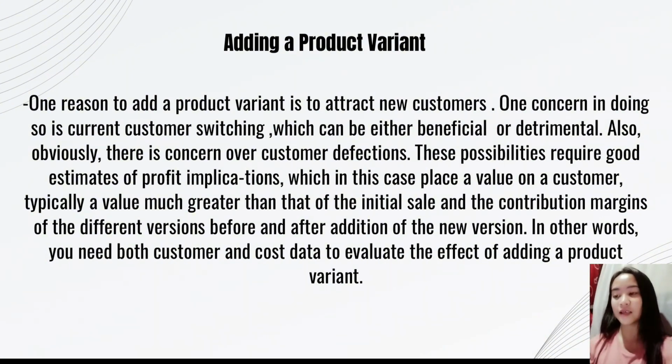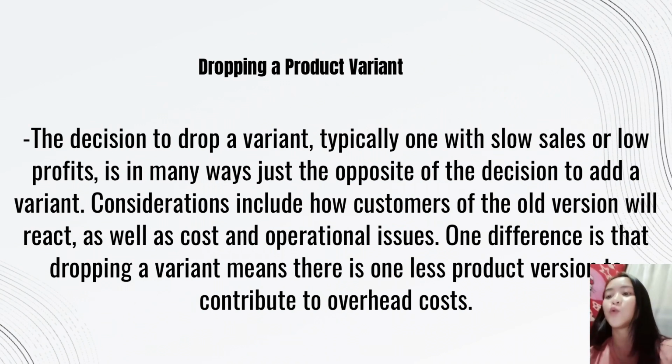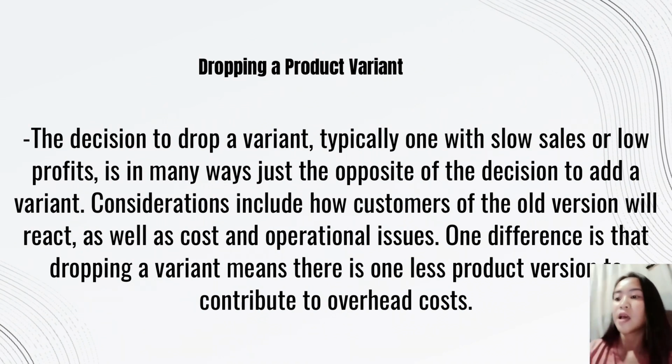So next is dropping a product variant. The decision to drop a variant is typically one with slow sales or low profits. So it is in many ways just the opposite of the decision to add a variant. Considerations include how customers of the old version will react, as well as cost and operational issues. One difference is that dropping a variant means there is one less product version to contribute to overhead costs.